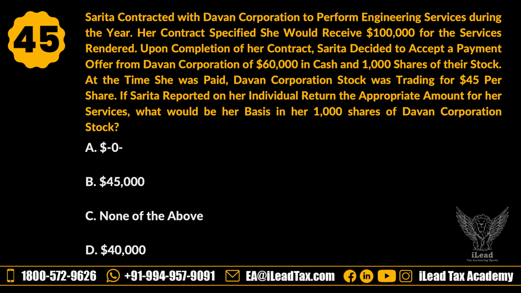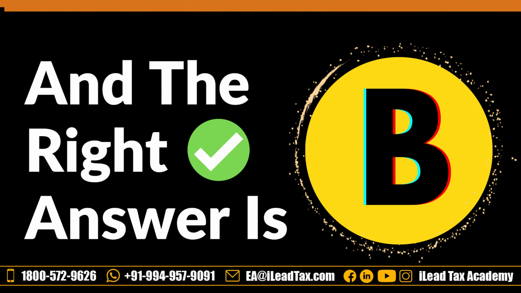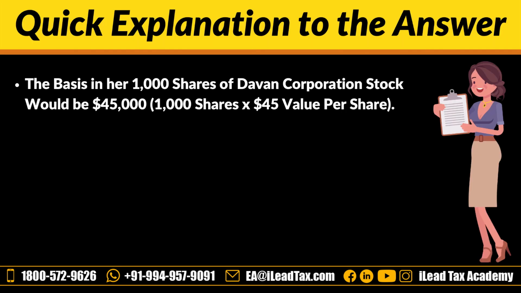Let's see the answer. The answer is B, 45,000. Let's see why it is B. So here, Sarita's basis in the 1,000 shares of Dawan Corporation stock is determined by the FMV of the property received as compensation for her services. In this case, she received 1,000 shares of stock and each share had FMV of 45 at the time she received it. So the total is 45,000. Let's go to the next question.